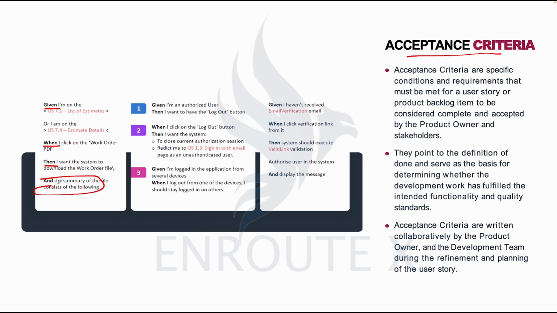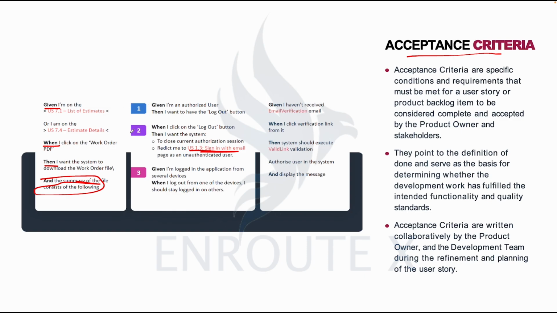The "and" is just an addition, right? Let's look at this example in writing as an acceptance criteria. Given I am an authorized user, then I want to have a log out button. When I click on the log out button, then I want the system to close the current authorization session or redirect me to a particular different page.